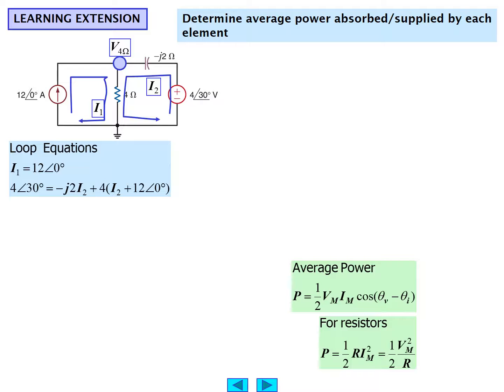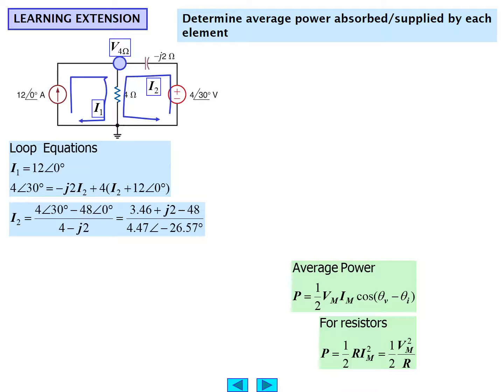And we would also get 4 angle 30, which is the voltage source. We could then calculate minus j2 times I2, which is the voltage across the capacitor with its reactance, plus 4 times I2 plus 12 angle 0, in other words, the voltage across the resistor. So that's the so-called loop equations. One is a representation of just the current source. The other one is Kirchhoff's voltage law around that particular loop.